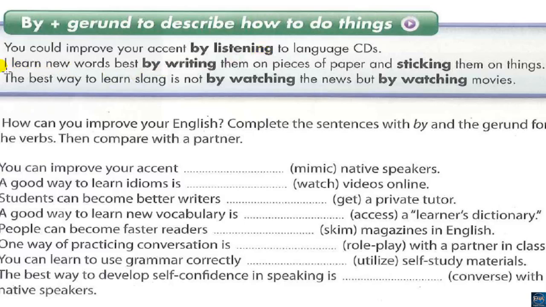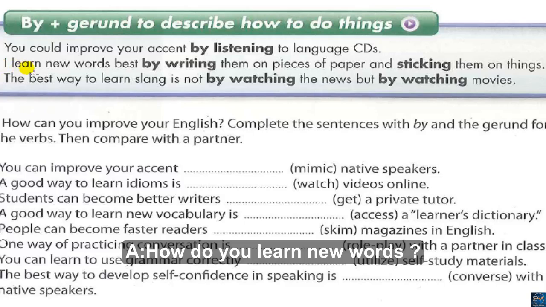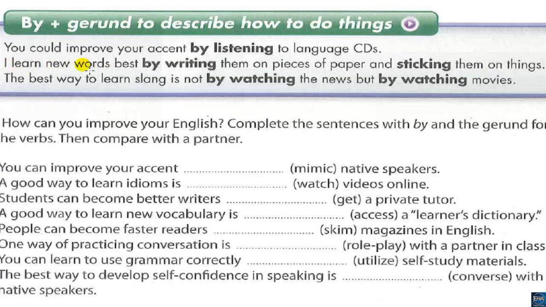Number 2 here. How do you learn new words? I learn new words best by writing. By writing, British. American, by writing. I can make here T soft D, W silent. I learn new words best by writing them on pieces of paper and sticking them on things.